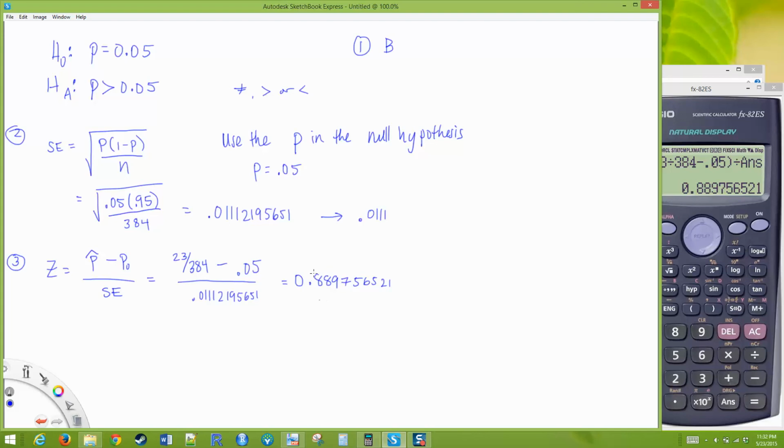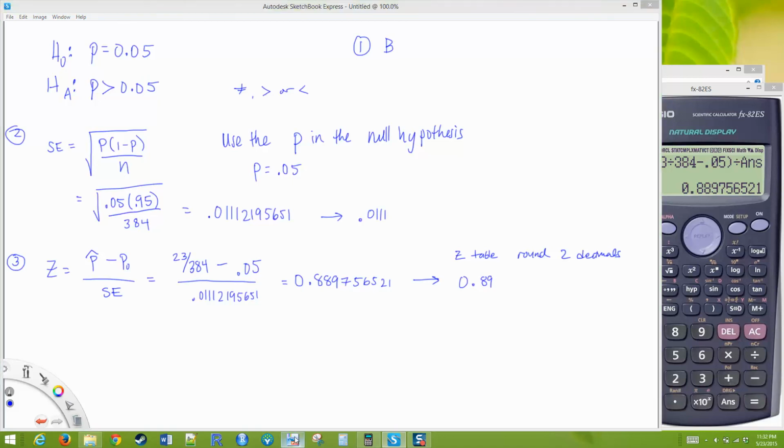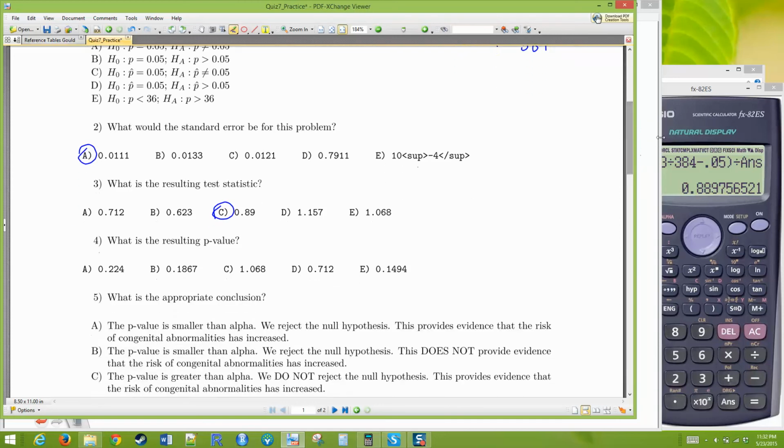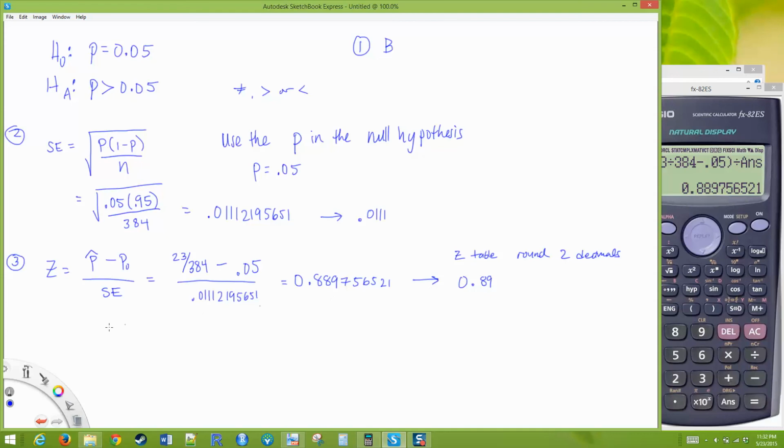Now, because we're going to look this up in the z table, I'm going to have to round this off to 2 decimal places, because to look up in the z table, round to 2 decimals. So I'm going to have z equal to 0.89. Let's take a look. And so our test statistic is answer choice C, 0.89, because we're going to have to look that up in the z table.